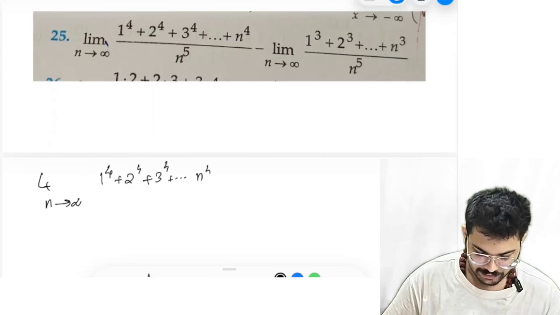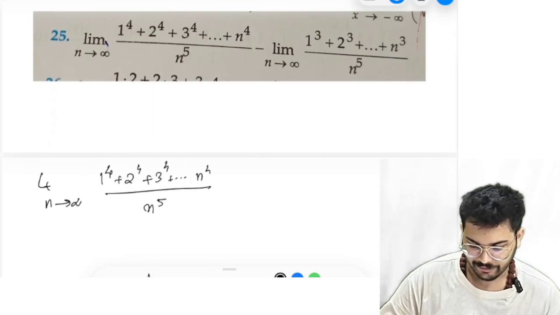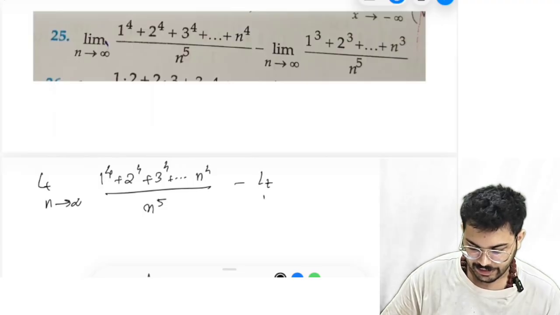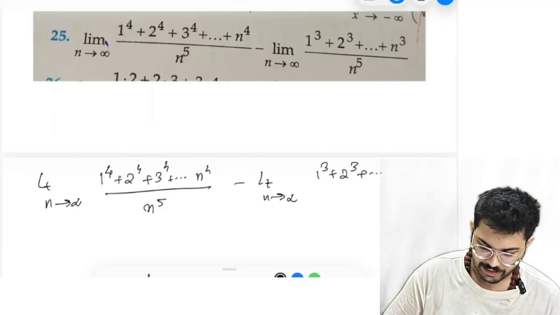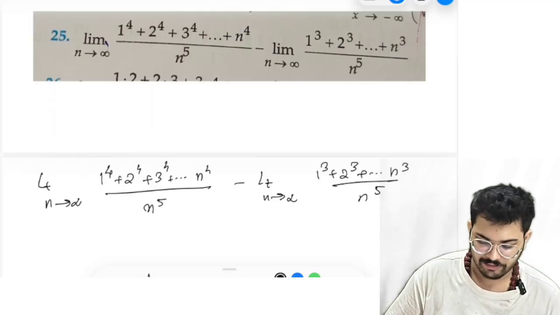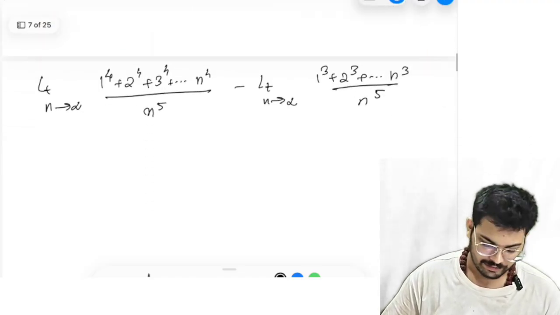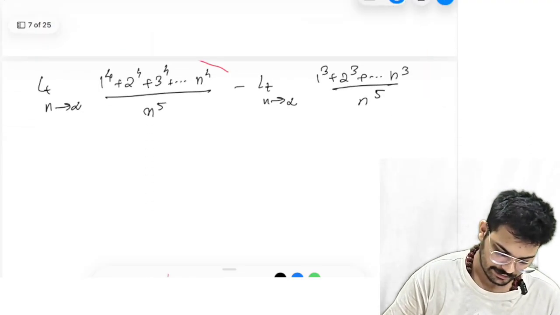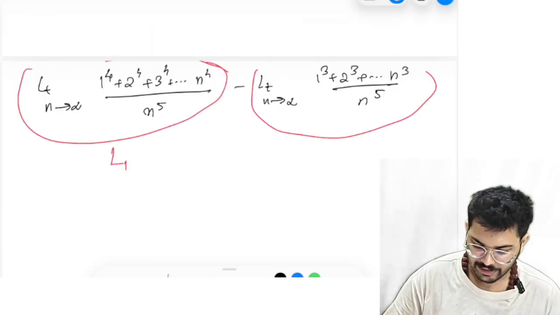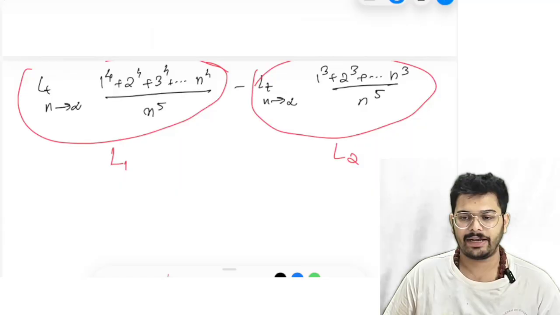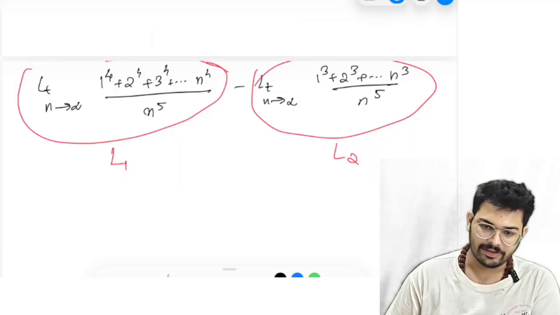n raised to 4 the whole divided by n raised to 5 minus limit n tends to infinity 1 cube plus 2 cube plus etc. n cube divided by n raised to 5. Now I will be calling this limit as L. This limit will be L1 and this limit as L2. We will be separately evaluating these two limits and we will be subtracting.